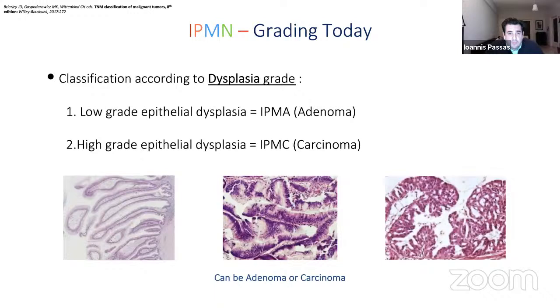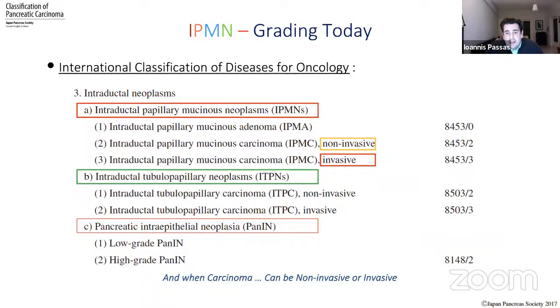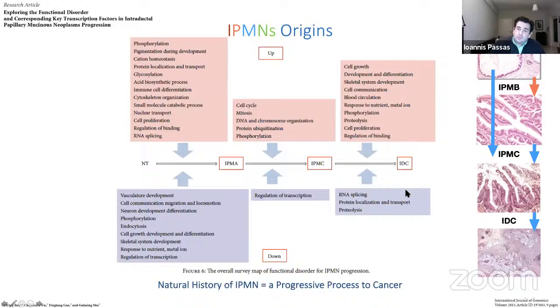In the eighth edition of the TNM, this changed. And we have one type, low grade, which is the IPMA, the adenoma, and the second type, high grade epithelial dysplasia, which is the IPMC, the carcinoma. Then the carcinoma can be invasive or non-invasive. And the process of an adenoma going to invasive carcinoma has the classic pathway of carcinogenesis, with upregulation and downregulation of cellular proliferation processes, and it's quite alike.